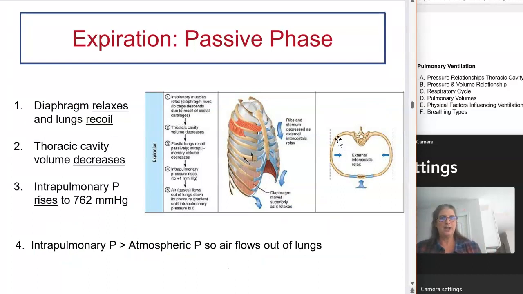Now, exhalation is passive. So remember, the phrenic nerve stops depolarizing the diaphragm, and now the diaphragm relaxes. So it goes back to that dome-shaped area. Well, when it comes back up, now the thoracic cavity volume goes down, which means pressure goes up. Now my intrapulmonary pressure goes up. Now it's greater than atmospheric, so air flows out. So our normal quiet breathing, we call it diaphragmatic breathing, we're just moving air in and out.